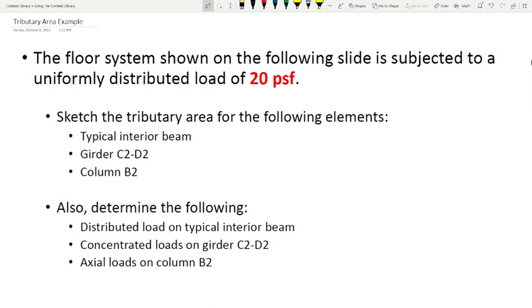Now what we're going to do is sketch the tributary area for an interior beam, for a particular girder, and for a particular column. And for these elements, we're going to determine a couple of things. We're going to determine the distributed load on a typical interior beam, and we'll analyze that beam while we're at it. We're going to determine the concentrated loads on girder C2D2.